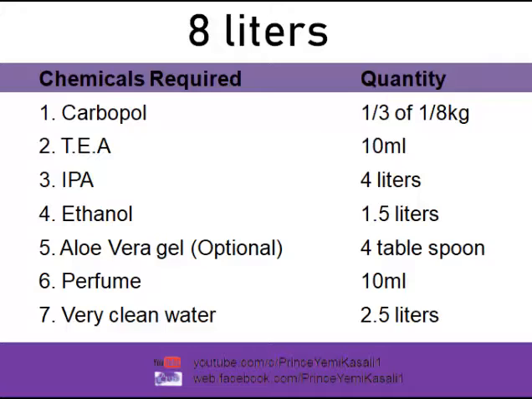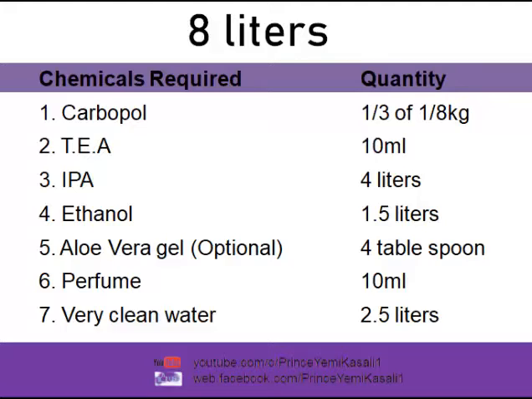So in order to produce 8 liters of hand sanitizer gel, we need carbopol, 1/3 of 1/8 kilogram. That means after having a 1/8 kilogram, divide it into 3. That is the quantity of carbopol that we'll be using. Tea is just 10 ml. The more tea you add, the thicker your production becomes.